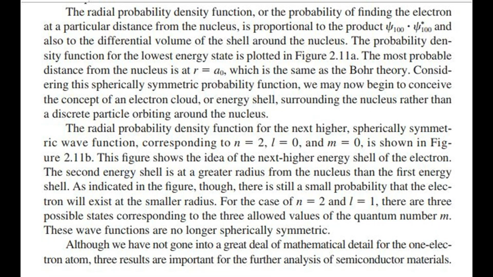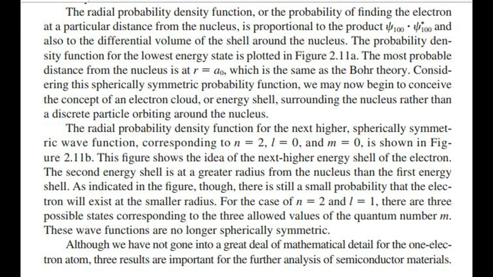The radial probability density function for the next higher, spherically symmetric wave function, corresponding to n = 2, l = 0, and m = 0, is shown in figure 2.11b. This figure shows the idea of the next higher energy shell of the electron. The second energy shell is at a greater radius from the nucleus than the first energy shell. As indicated in the figure, though, there is still a small probability that the electron will exist at the smaller radius. For the case of n = 2 and l = 1, there are three possible states corresponding to the three allowed values of the quantum number m. These wave functions are no longer spherically symmetric.